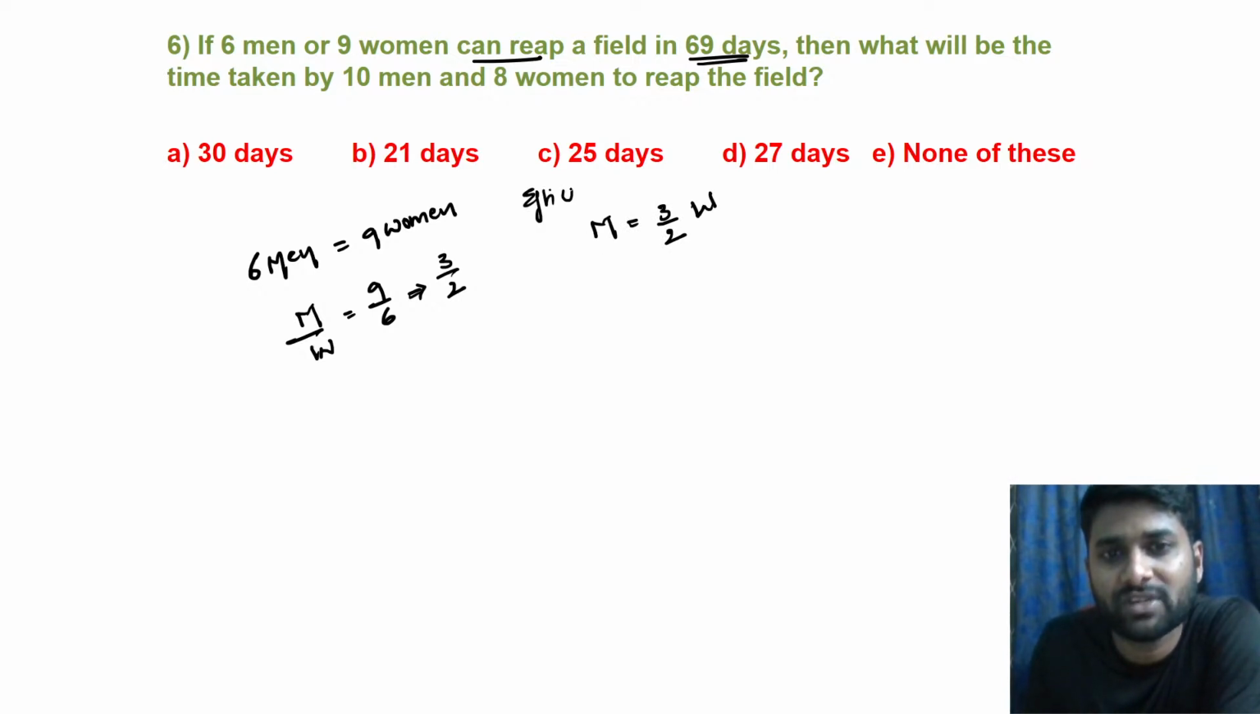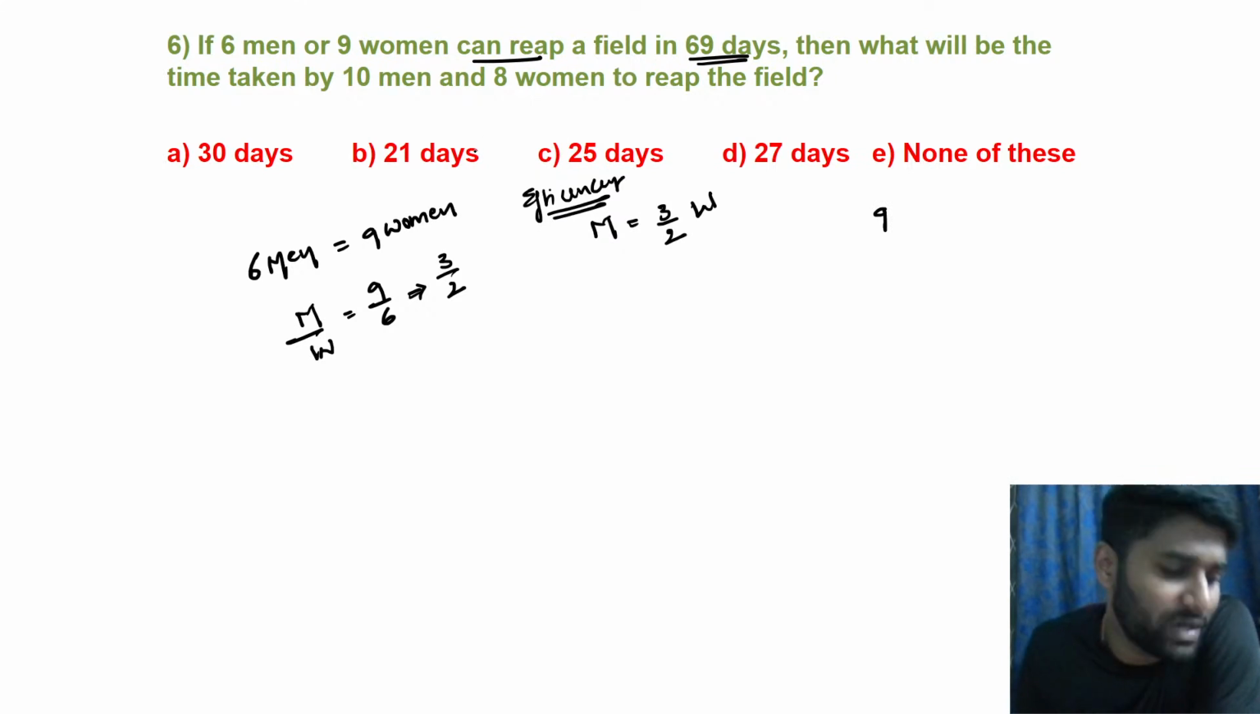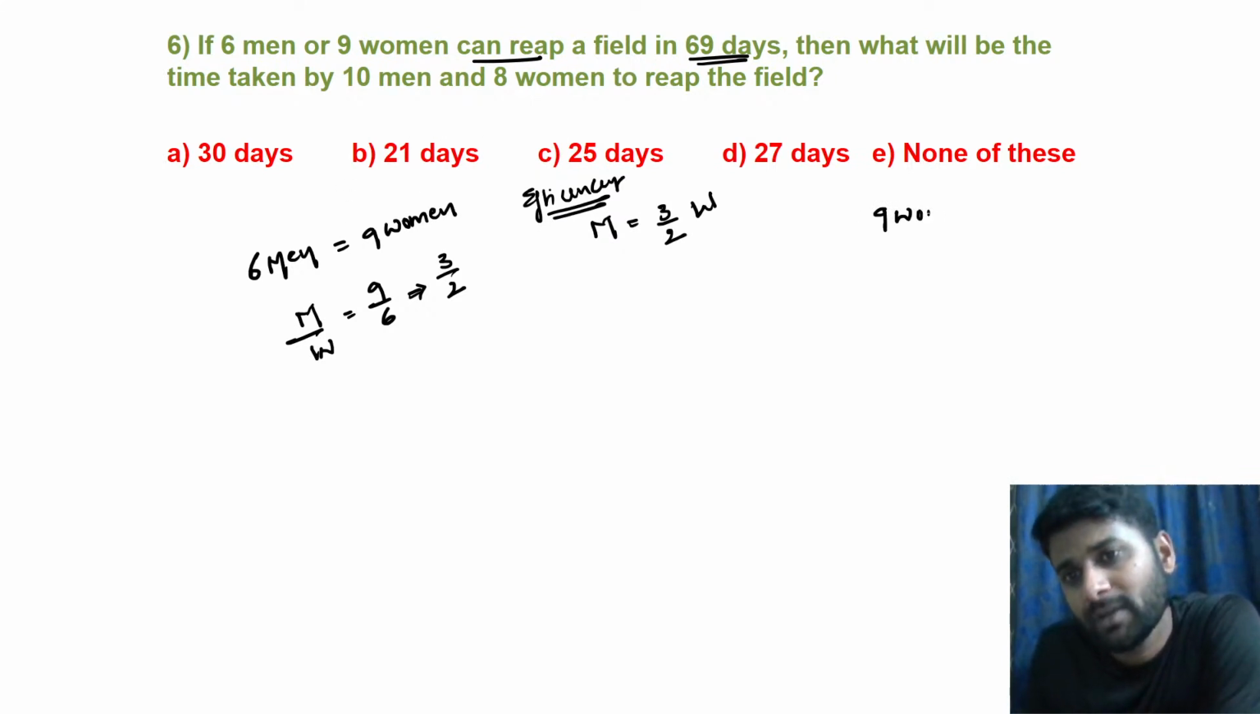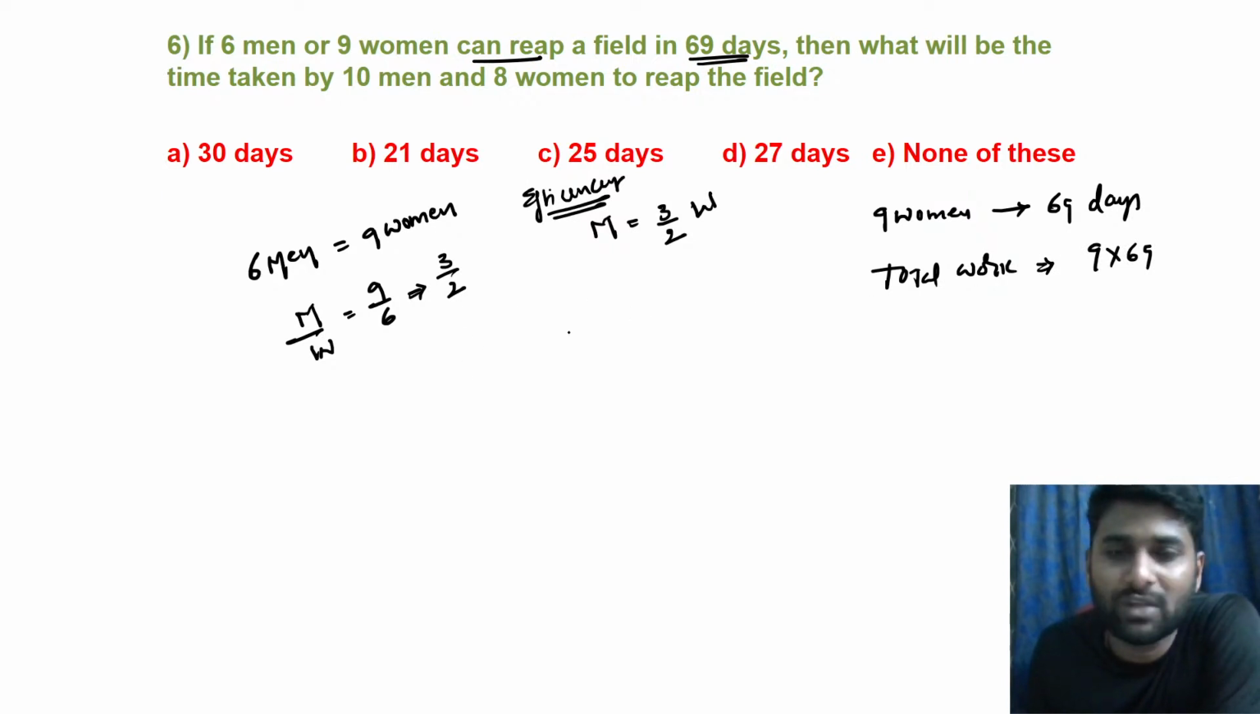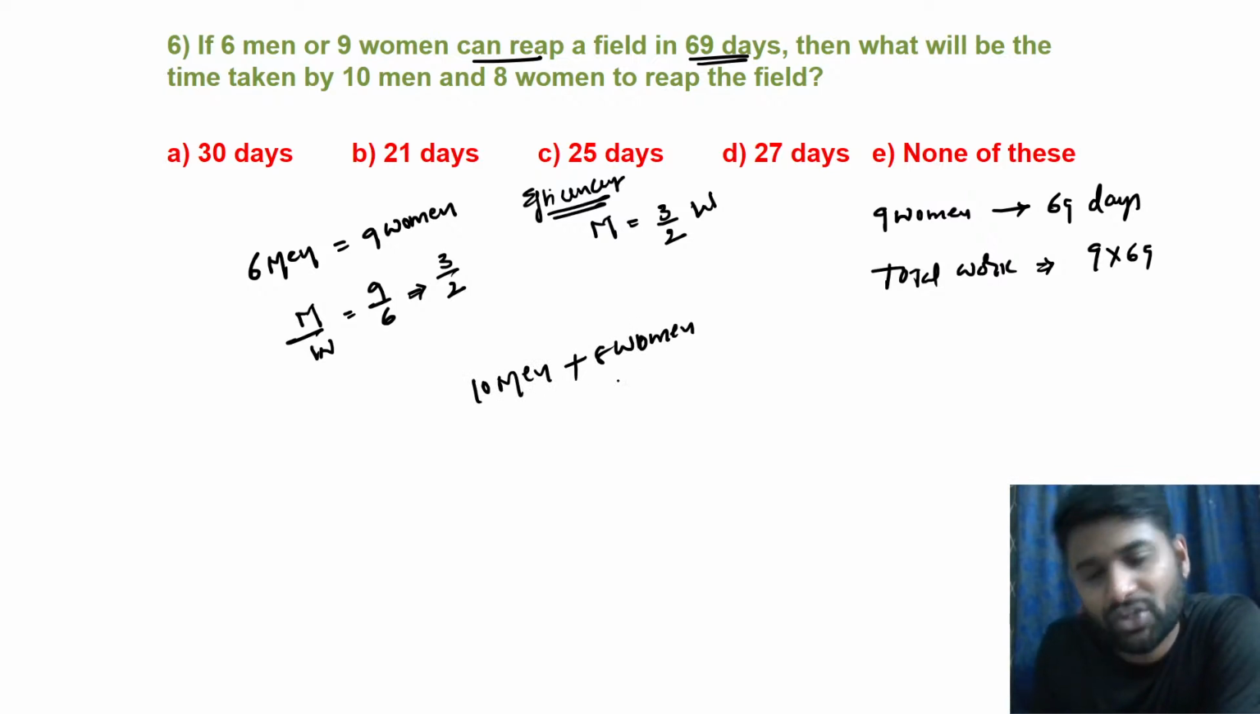So this is the information related to efficiency. Here there is clear information, so you can change all the data either in terms of men or women. So 9 women can do the work in 69 days. That means we can understand the total work. Total work is exactly equal to 9 into 69. Here the total work is assigned to 10 men and 8 women. So here the question is, how much time does it take?